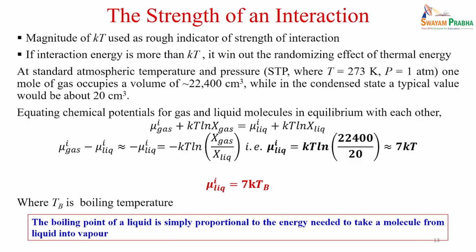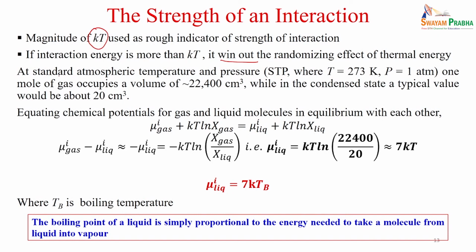Now, what is the strength of intermolecular interaction? Typically, we talk about it in terms of kT, the thermal energy. If the interaction energy is more than thermal energy, it means it is exceeding the randomization effect of thermal energy, or you can say it is winning out over the randomizing effect of thermal energy. So, typically if its value is kT, we call it a strong interaction. If it is less than kT, we call it a weaker interaction.